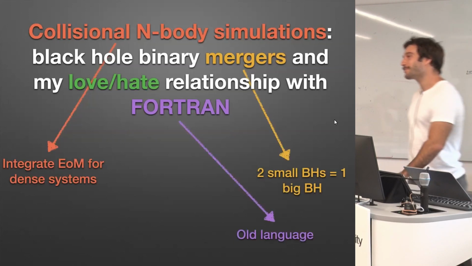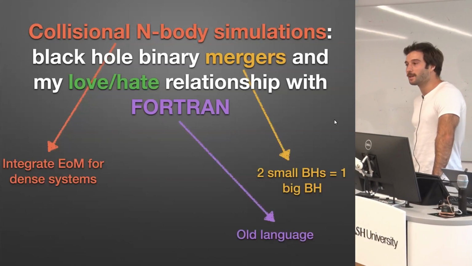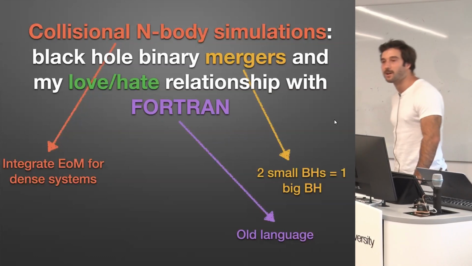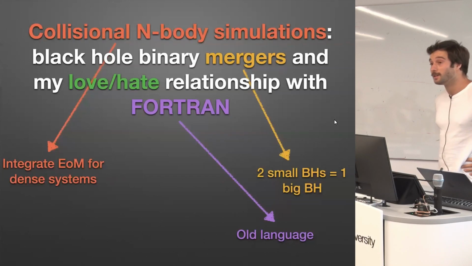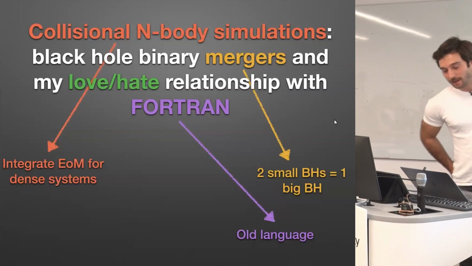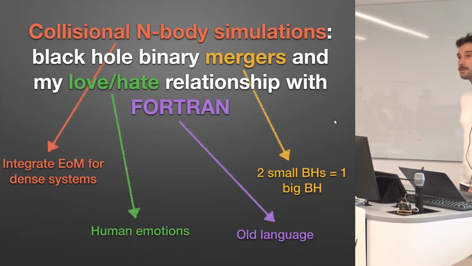FORTRAN, for those of you that don't know, is a very old coding language. Some would consider it obsolete, but my talk should be evidence that it's not. It was actually the first properly used compiled coding language. It was developed in the 50s on punch cards, and I had to learn it for a lot of my research. And for those of you physicists in the room, love and hate are human emotions. You may have heard of them.